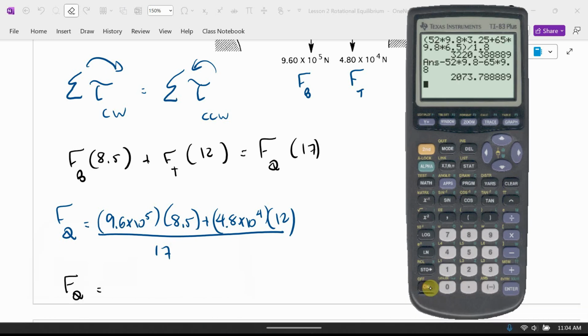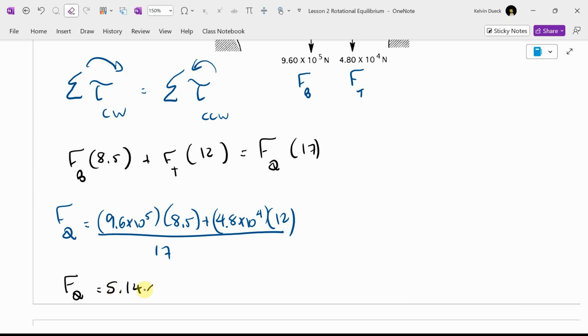Let's see what we get. Syntax error, that's a mistake. Oh, this scientific notation. Oh, I want insert fourth times. There we go. Do you get 513,882 and change? I'll call it 514,000. Heck, I'll go to scientific notation. 5.14 times 10 to the fifth newtons. If they had asked for a direction, I would say, up.